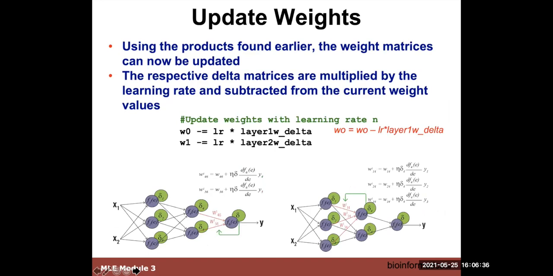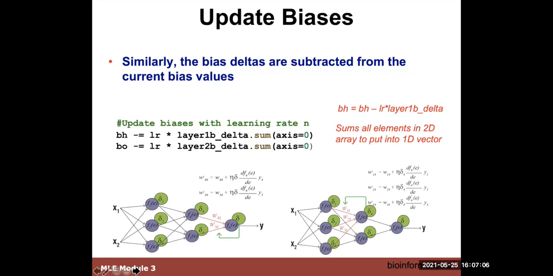So at this stage, we've done the back propagation, we can update all of our weights. We're multiplying by the learning rate, which is eta, or in this case, we're calling it LR. So LR equals eta, that Greek letter. And this is just illustrating how the weight is modified for both weight zero and weight one. We update the biases as well, in a similar form. And again, we multiply by the learning rate. And then all of these are put from essentially a two-dimensional array into a one-dimensional vector.